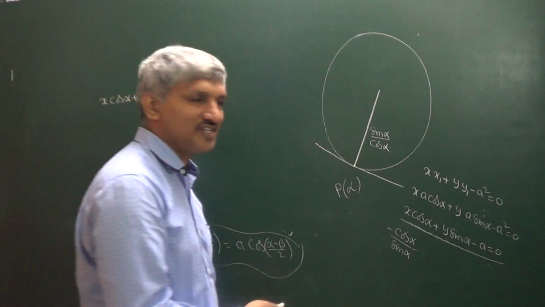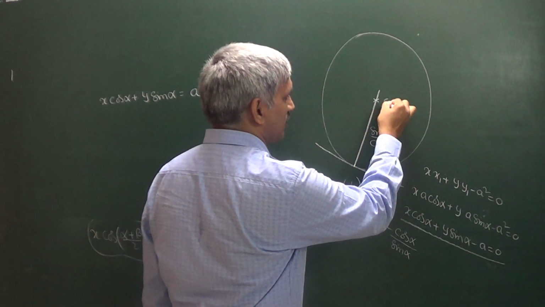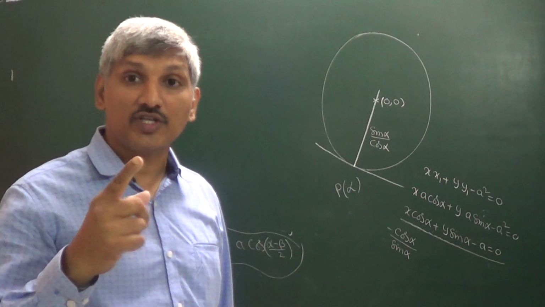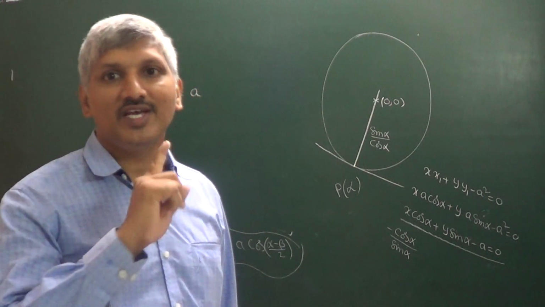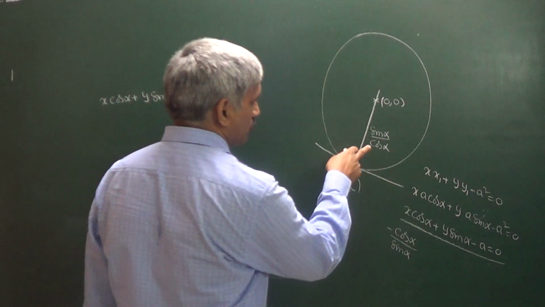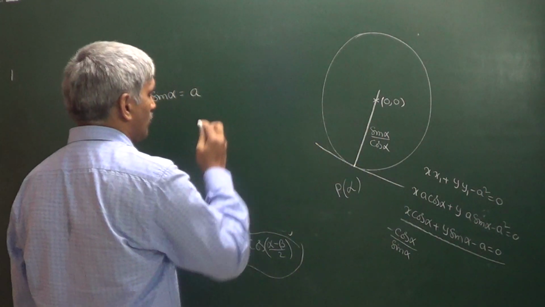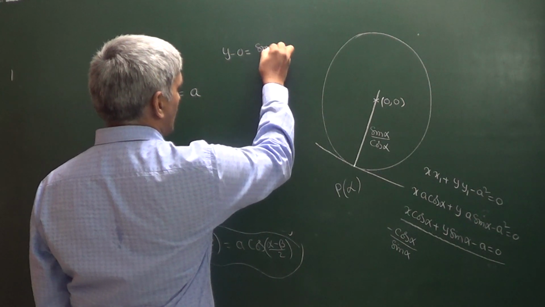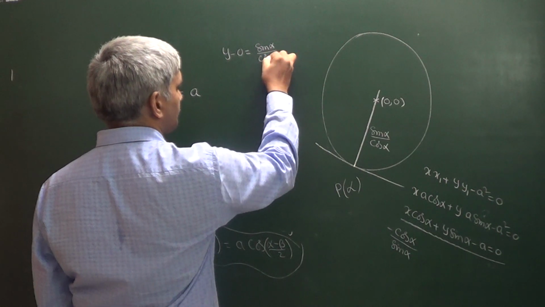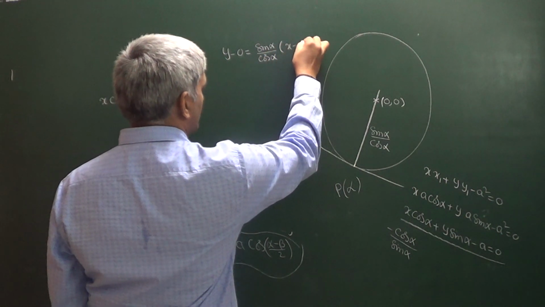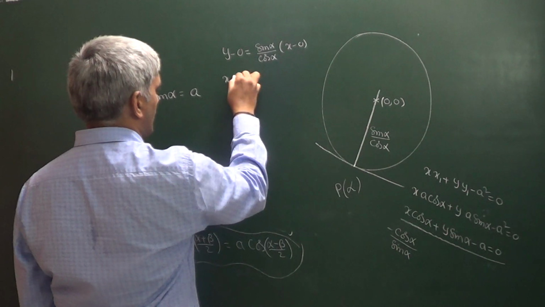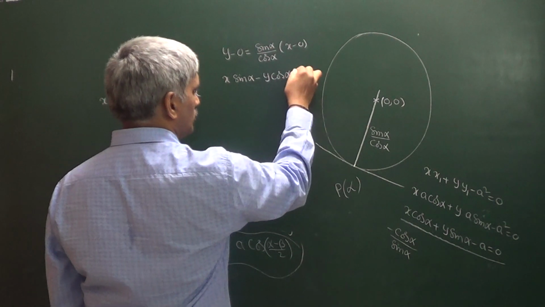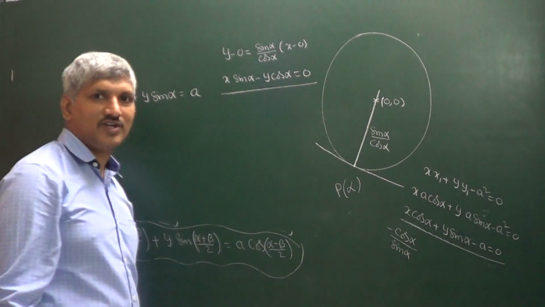But how to find the equation of the normal? The normal always passes through the center of the circle. Our circle equation is x square plus y square is equal to a square, so the center is 0 comma 0. So you know the slope and you know the point 0 comma 0. Then the equation of the normal is y minus 0 is equal to sin alpha divided by cos alpha into x minus 0. So we are getting x sin alpha minus y cos alpha is equal to 0. So that is the equation of the normal, right?